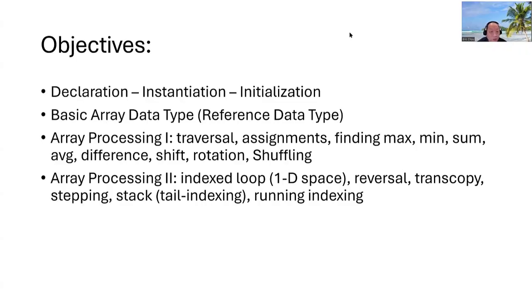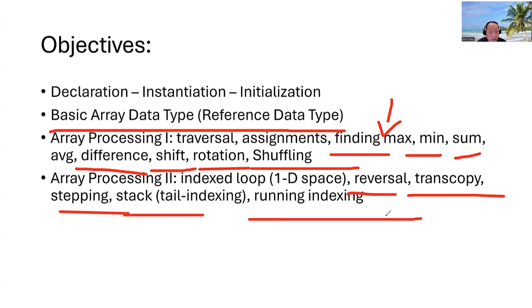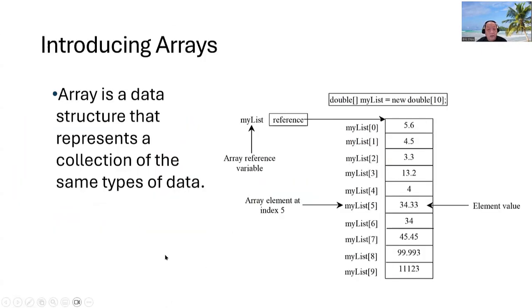So in this chapter we'll talk about basic array types and then the basic operations, including finding maximum, minimum, sum, and difference, shift, rotation, shuffling. And then we will teach you reversal, copy, stepping, stacking, rounding index. Okay, these different things. So let's get started from the basic one. Basic one, we would declare an array.